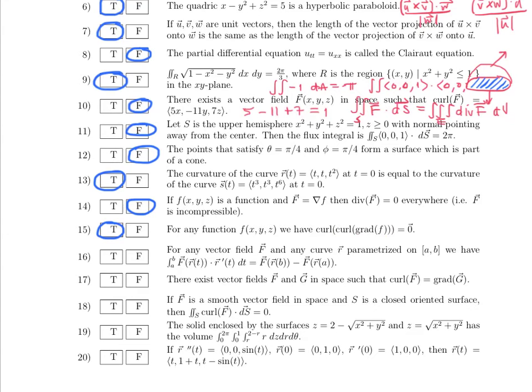For any vector field big F and any curve R parametrized on the interval from a to b, we have that the integral from a to b of big F composed of R dotted with R prime equals big F evaluated at the endpoint minus big F evaluated at the beginning point.